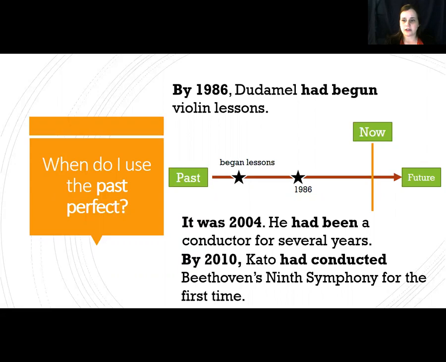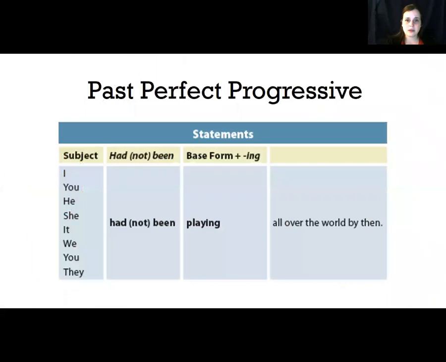If you have any questions about the past perfect, pause the video, write down any questions that you have, and then we'll continue to the past perfect progressive. The past perfect progressive, also known as the past perfect continuous, they mean the same thing, so if you've heard continuous, it's the same as progressive.